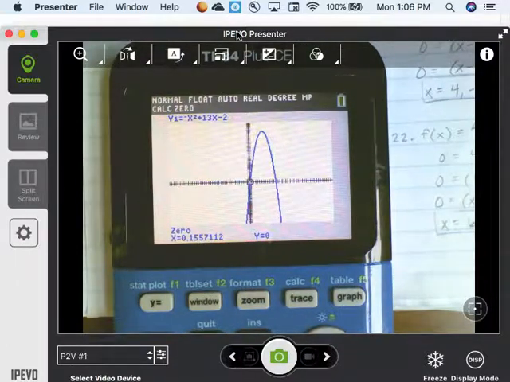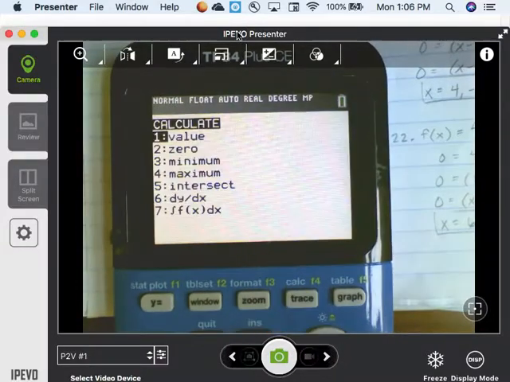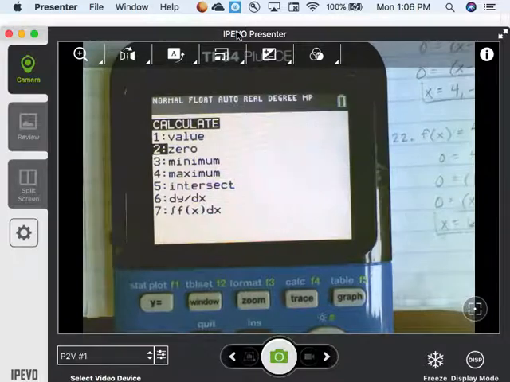Does anybody have any questions on their calculators that they need me to address? Do it one more time? Okay, so if you're finding a 0, second trace, instead of min or max, choose 0.